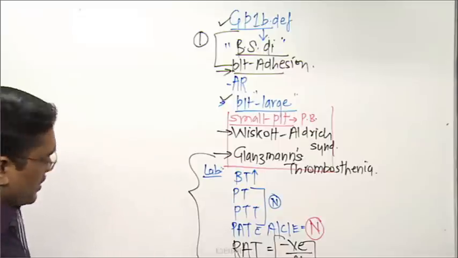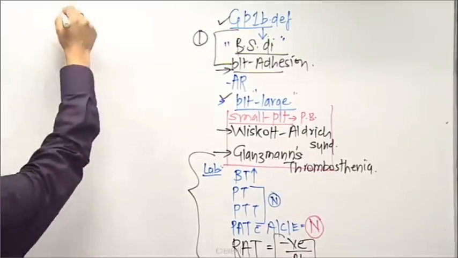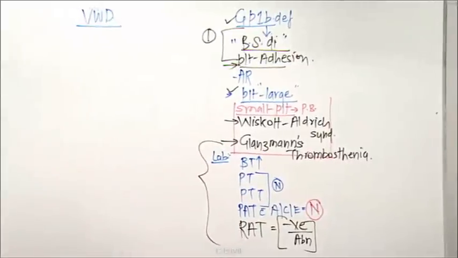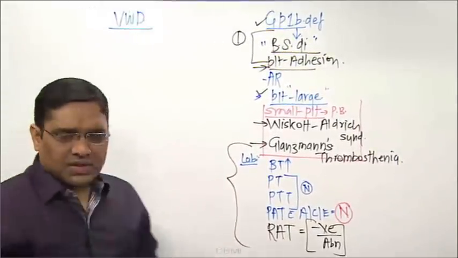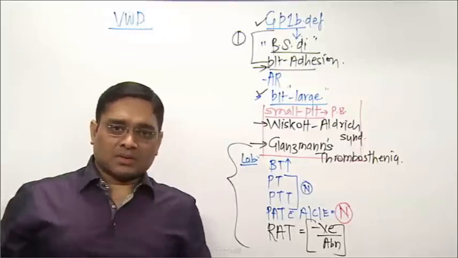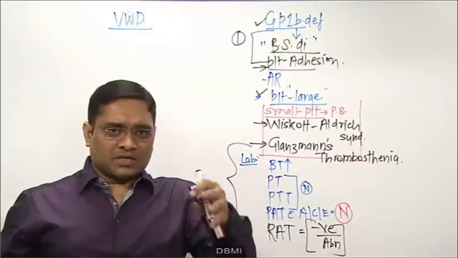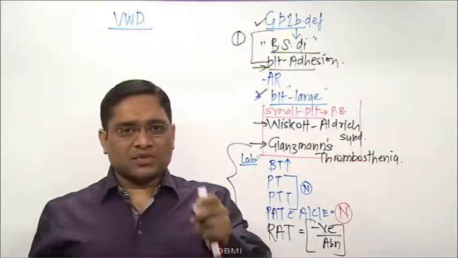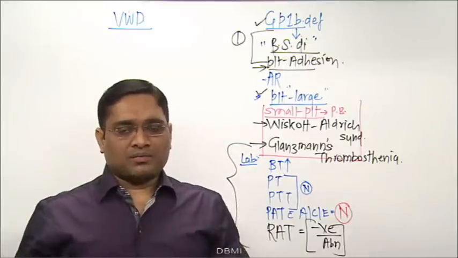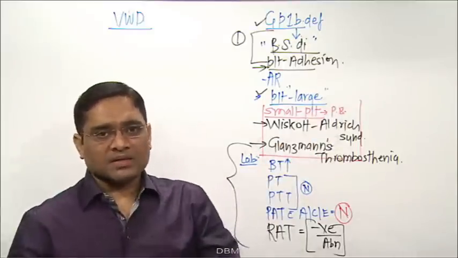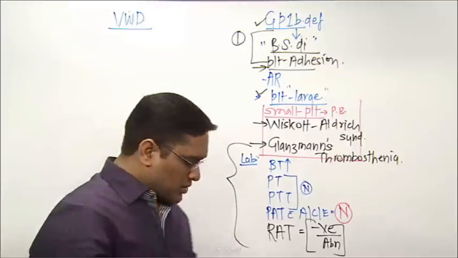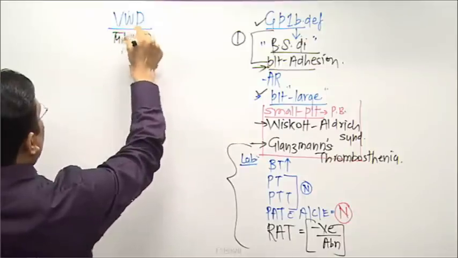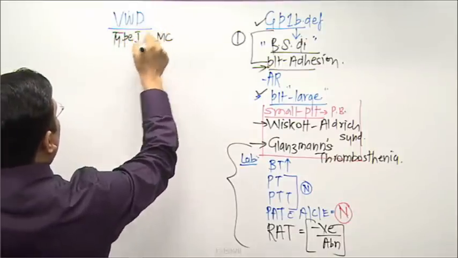Number 2 platelet adhesion disorder is von Willebrand disease. Von Willebrand disease has 20 subtypes. And here starts question number 1. Out of these 20 subtypes, which is the most common? Type 1 is most common. Remember, type 1 is the most common type of von Willebrand disease.